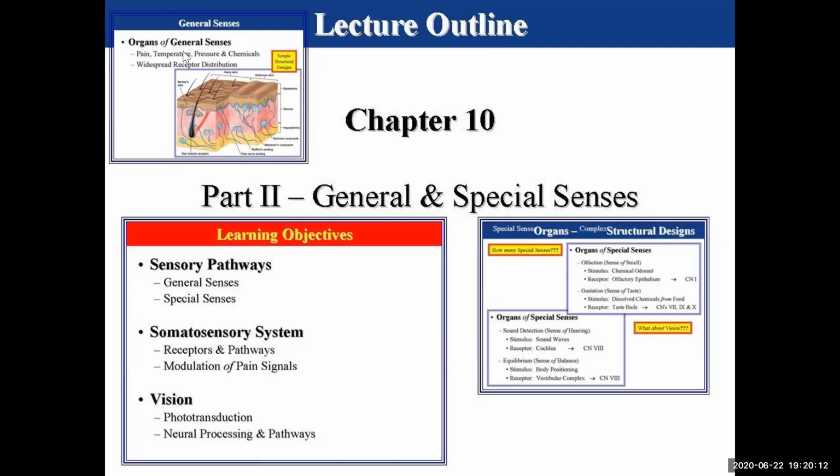So briefly, organs of general sense. Pain, temperature, pressure, and touch. They have common features. Their receptor has a simple structural design, so their structure is really simple. They also have a widespread distribution.